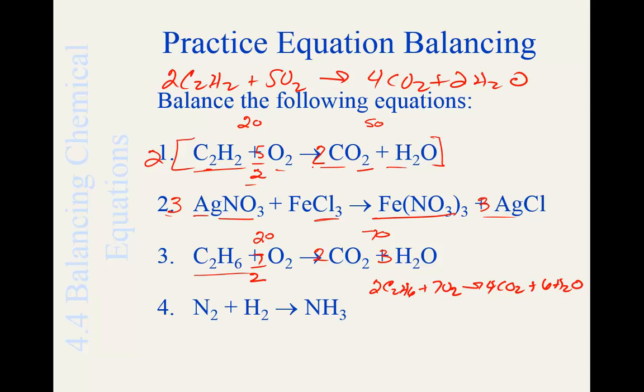And then the last one, I would look at this substance. I know I need a 2 here to make this 2 work here, and I need a 3 here to make 6 hydrogen on both sides. So that's the way I would balance that.